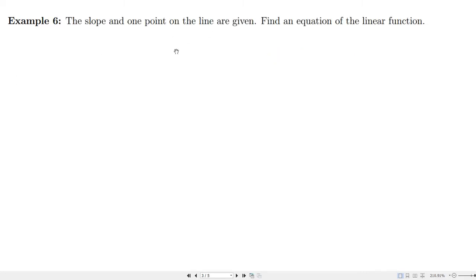So in this next example, I'm going to give you the slope and 1 point on the line, and I want you to determine the equation of the linear function. So let's say that the point is (3, negative 4) and the slope m is equal to negative 1/3. So we have to find the equation of the linear function. What would that be?